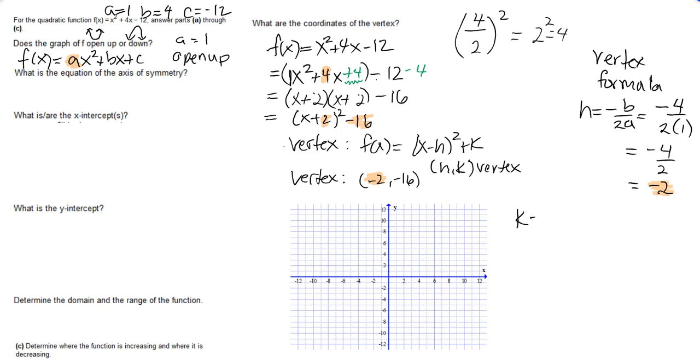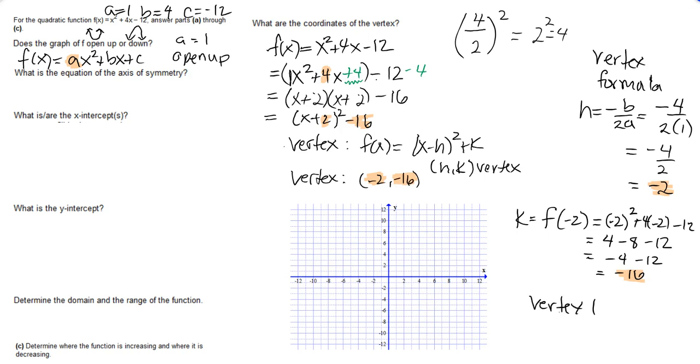The way we get the y-coordinate, there is a formula for it, but I prefer just to take this x-coordinate and plug it into our function to get the y. So that would be negative 2 squared plus 4 times negative 2 minus 12. Negative 2 squared is a positive 4. 4 times negative 2 is negative 8. 4 minus 8 is negative 4. And negative 4 minus 12 is negative 16. So you can see we got the same y-coordinate of the vertex that we got with completing the square. So our vertex is (-2, -16).